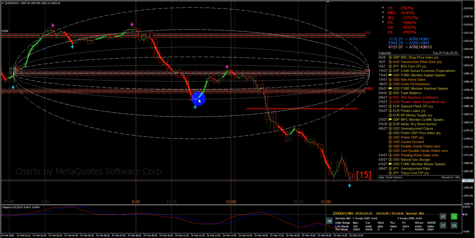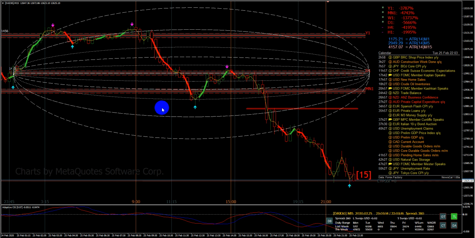And at a certain hour, it started retracing back up. And just around the opening of the USA session, it again consolidated and started moving down and down and down with very small corrections and a bigger correction by the end of the day. But at the very end of the day, it went down again.